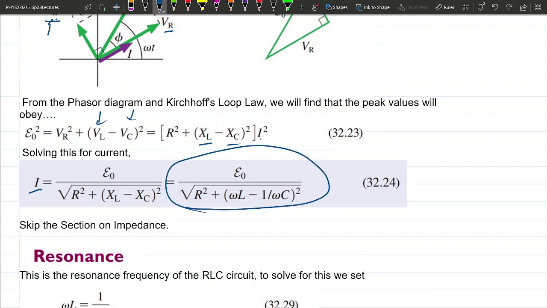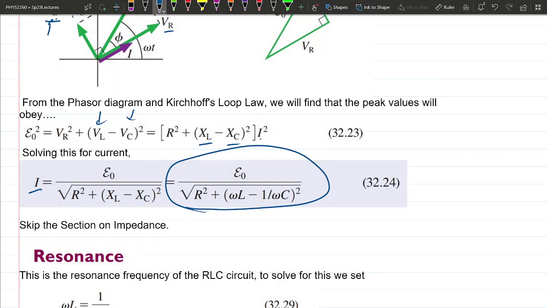the current is proportional to the amplitude of the AC source. That makes sense, just like our previous equation. But then the denominator is more complicated. It has 3 different terms, technically more than 3 terms, right? You get this R squared, and then you get this omega L minus 1 over omega C all squared, okay?